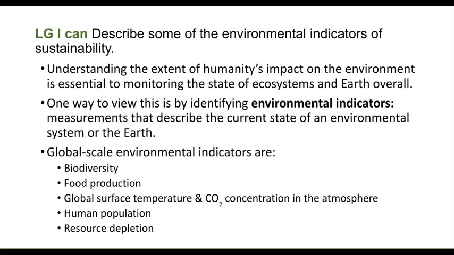Okay, so we also need to understand that there are environmental indicators. If we want sustainability, if we want sustainable development, we need to make sure that we're monitoring, and here's the list down here, biodiversity, the ability to continue to grow food at a good level. What's our surface temperature on the globe? What's our CO2 concentration in the atmosphere? What's our human population? What's our resource depletion? So these are things that help us understand if we are doing a good job with sustainability or not. And it's complicated.